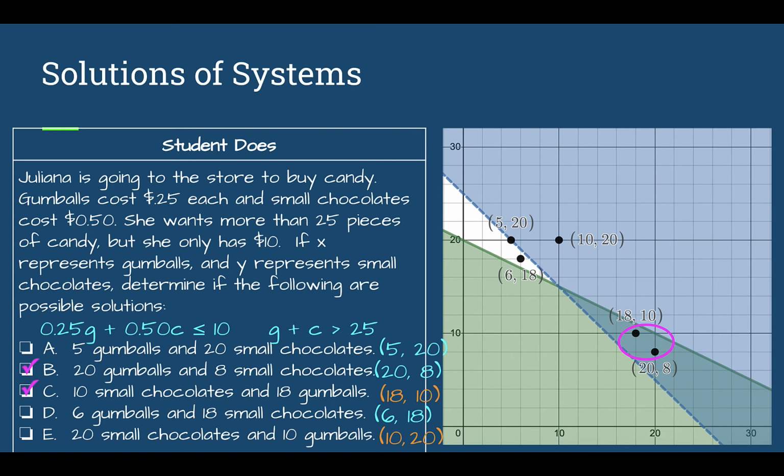One side note, had we forgotten to switch the order for C, instead of writing it as 18, 10, if we would have written 10, 18, 10, 18 would be up here in the blue area, but not in the green area. And had we not switched that order, we would have thought it did not work, when in reality, it does work. So be careful and make sure you have it in the correct order to test your coordinates.